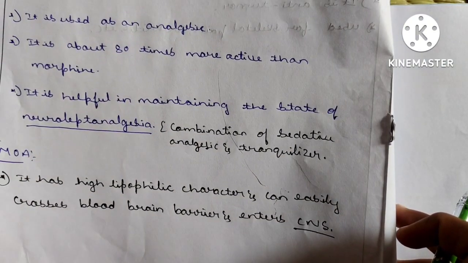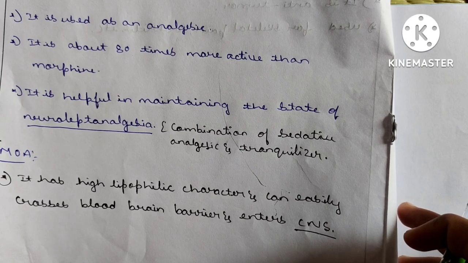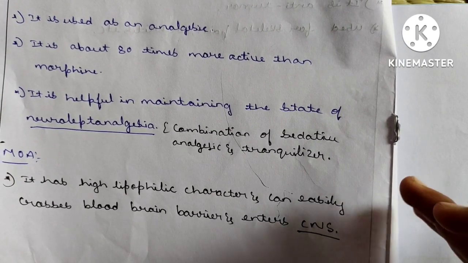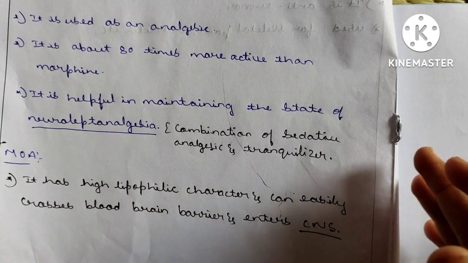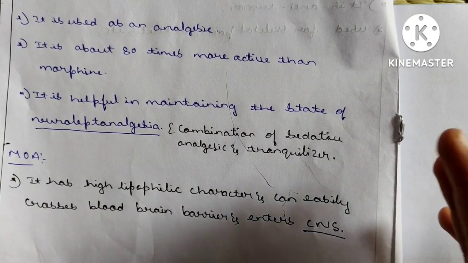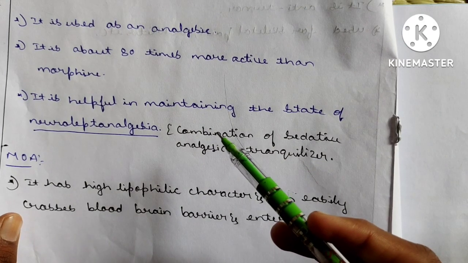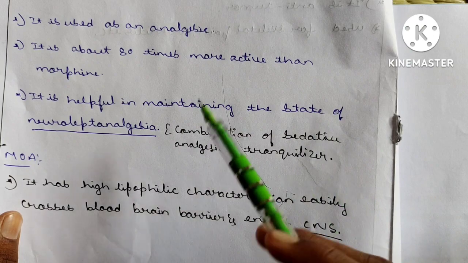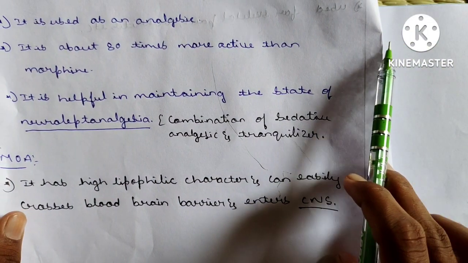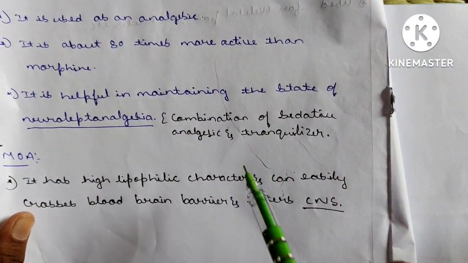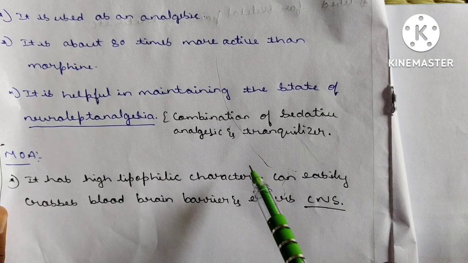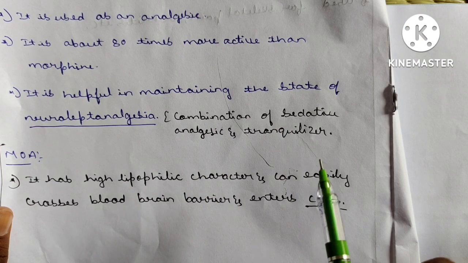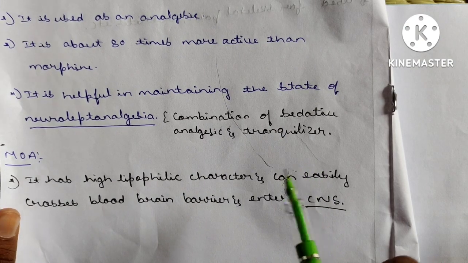Mechanism of action: it has a highly lipophilic character and can cross the blood brain barrier and enter the central nervous system, because of its lipophilic, oily property, it will easily pass through the brain membrane and enter the blood. Inside that blood there will be this medication, fentanyl citrate, that can easily cross the brain cells and show its action immediately, directly on the central nervous system.